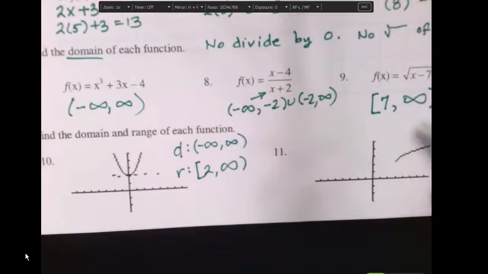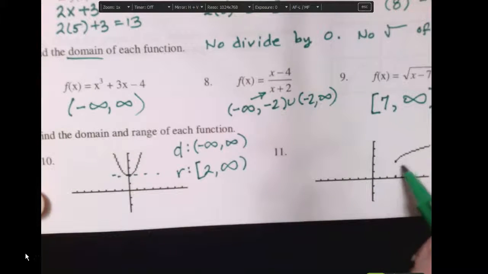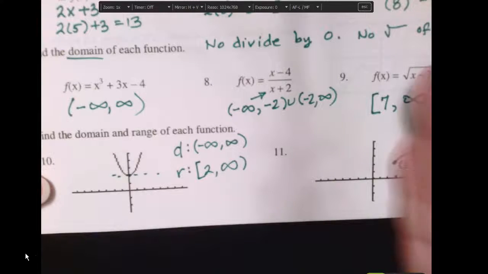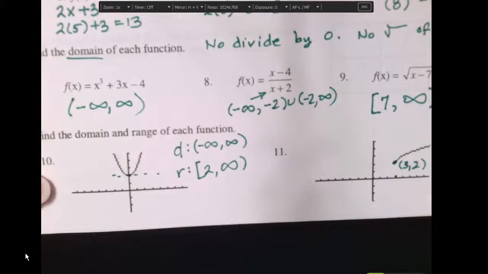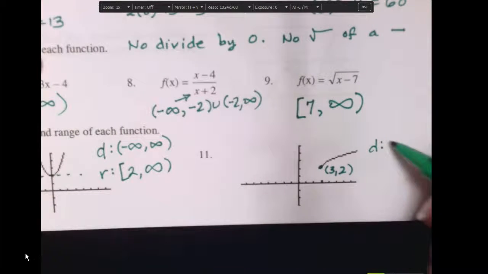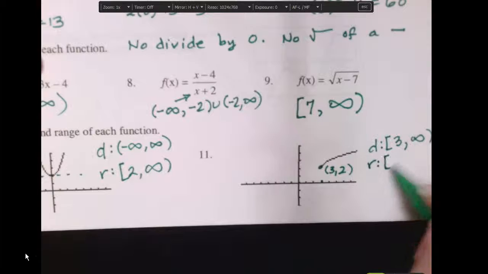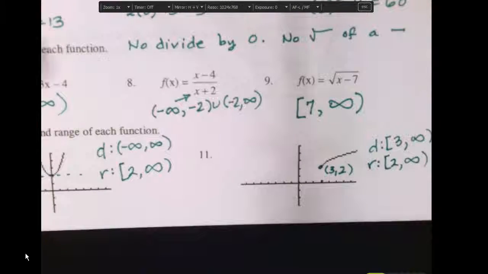In number 11, this is a square root function. I can see that this point is 3, 2. So that helps me see that, okay, to the right of 3, there are x's that are represented in the function, but there aren't any to the left of 3. So for my domain on that one, I would say starting at 3 and going to infinity, and then the same for my range. There are values at 2 and above, but nothing below that. So I'm going to start at 2 and go to infinity.